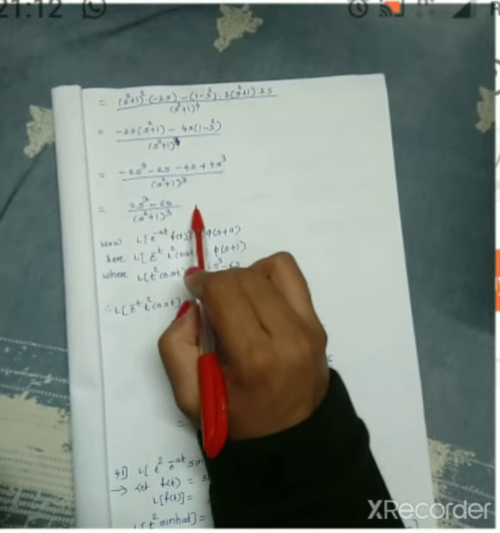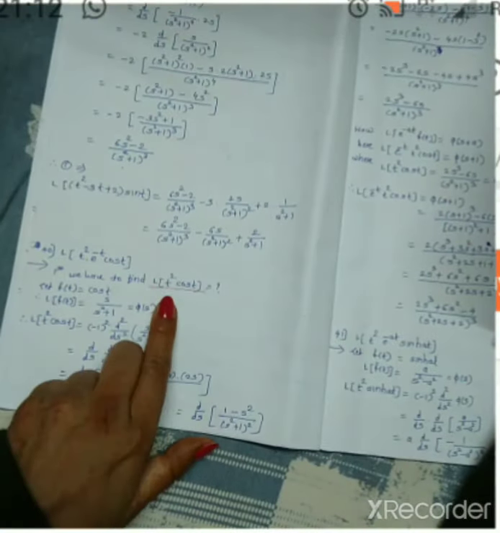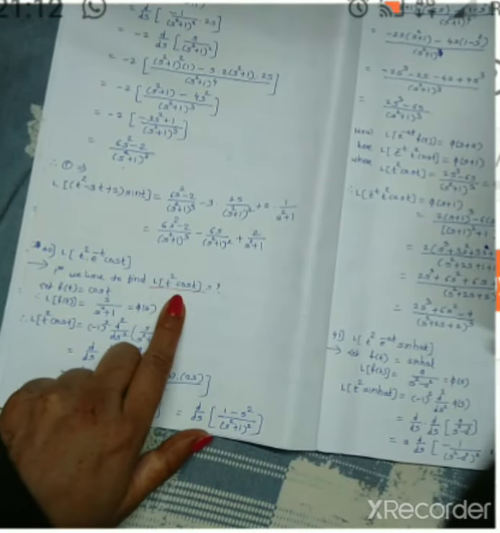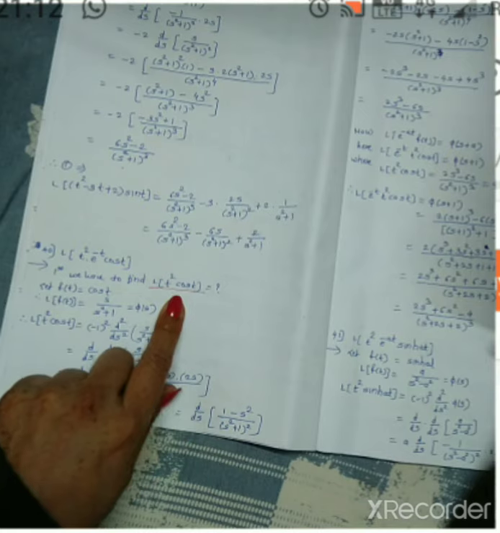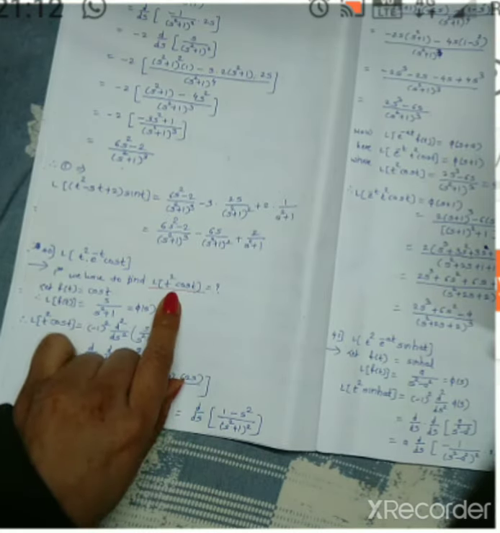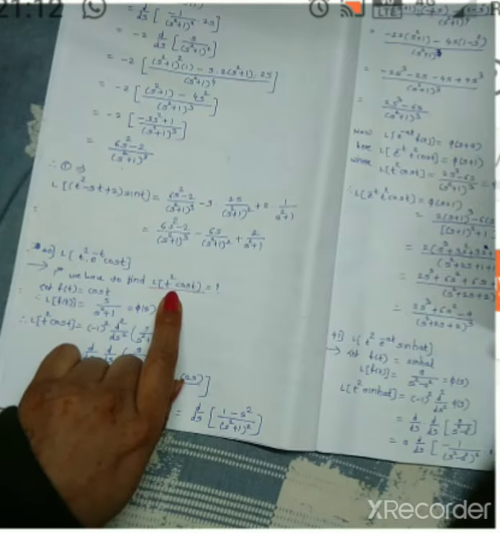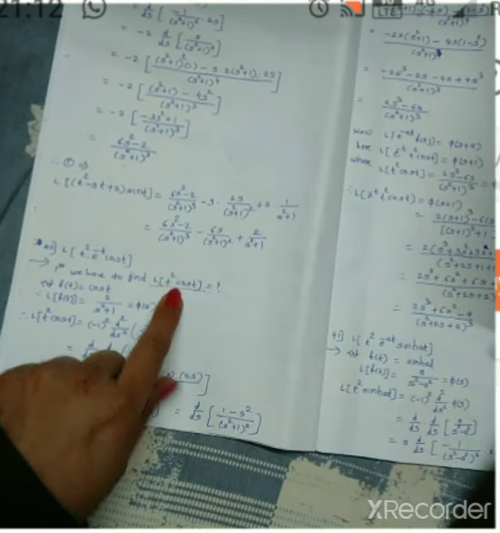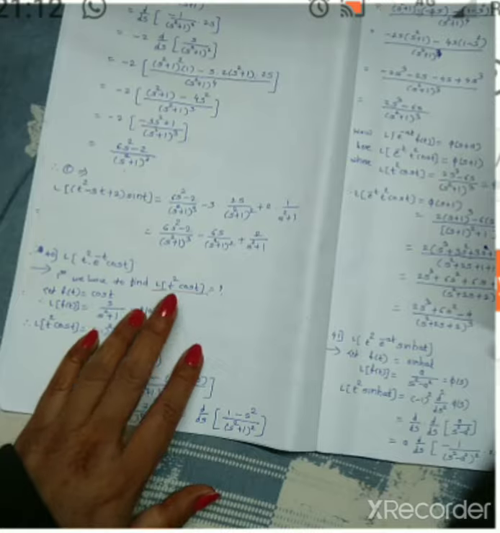This is the most simplified answer for this Laplace of t square cos t. Now we are going to use the exponential property, because our original example is not this; it is only part of our example. We have just calculated the Laplace of that term, t square cos t.